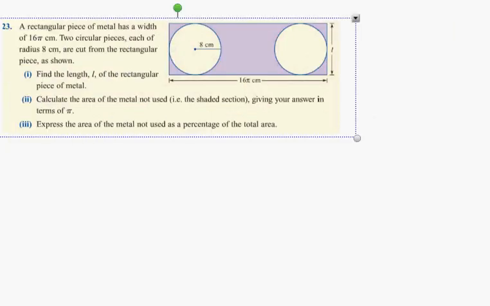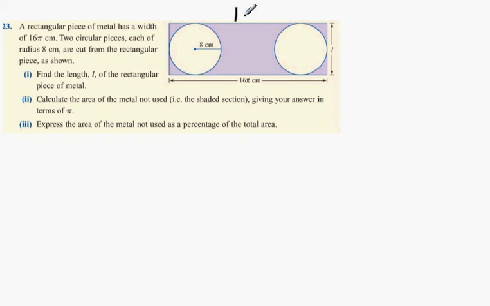The next one: a rectangular piece of metal has a width of 16 pi centimetres. That's 16 pi from here to here. Two circular pieces, each of radius 8, are cut from the rectangular piece as shown. Find the length L of the rectangular piece of metal. See the way the radius is 8, and 2 radiuses just about fit in the width. That means the width should be 16. So the length is 16 pi, the width is 16. Calculate the area of the metal not used. So the shaded region.